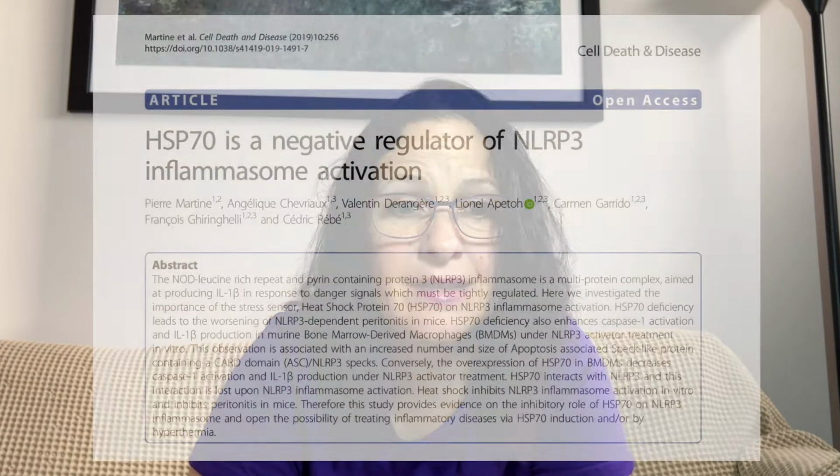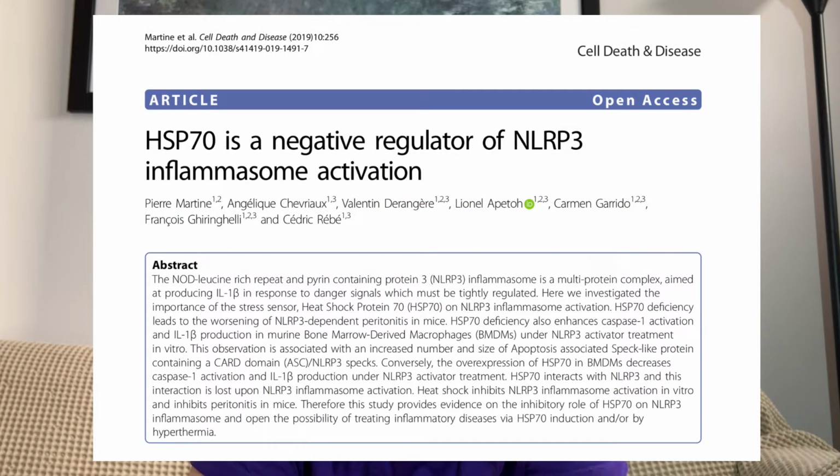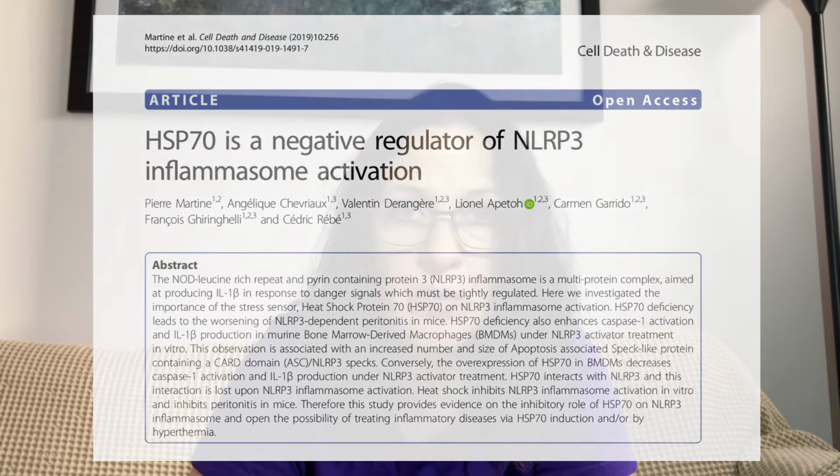A couple of papers were published in 2019 that talked about heat shock proteins and NLRP3. HSP70 was shown to inhibit NLRP3 from forming an inflammasome by directly interacting with it.